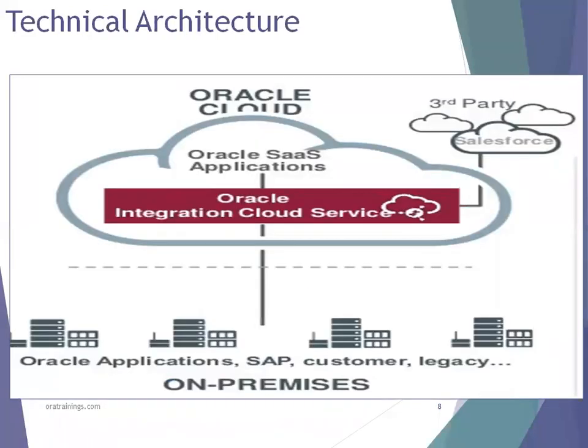Now the technical architecture, it's a slide similar to what we have been discussing. Using ICS, you can integrate any of your SAP on-premise systems as well. First, as this is a platform as a service, Oracle is using Oracle Exadata infrastructure services. The runtime environment, the virtual machine, is available on Oracle hardware, as well as Oracle software. We just need to subscribe to it.